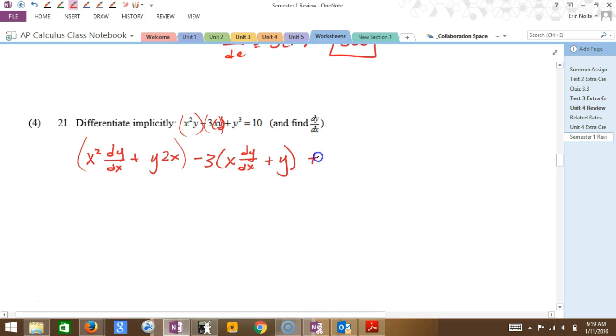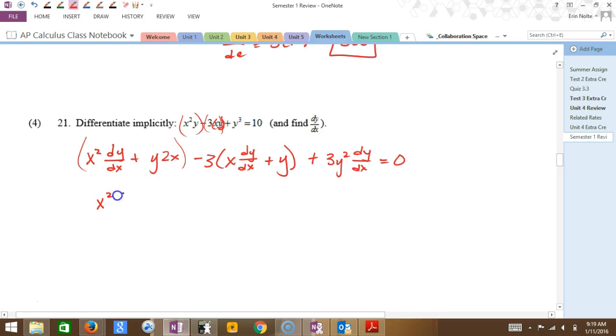Now we're on the third term. What is the derivative of y cubed? 3y squared dy dx. Good, don't forget that dy dx. And on the other side, what's the derivative of 10? 0. At this point, all you have to do is solve for dy dx. I'm going to start by distributing, getting rid of my parentheses, and then pull everything that's not dy dx to the right-hand side.